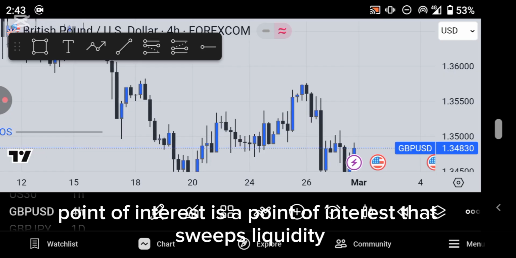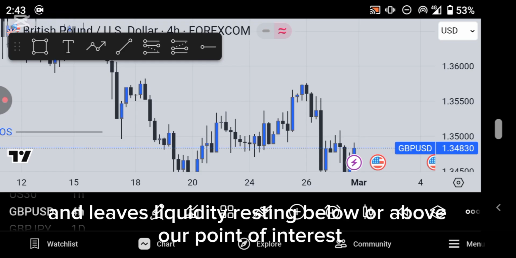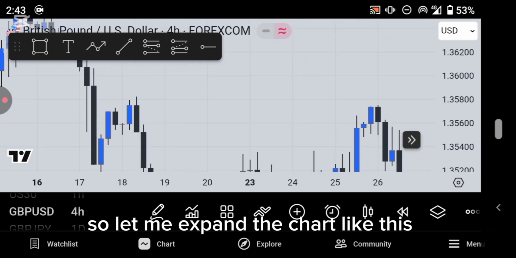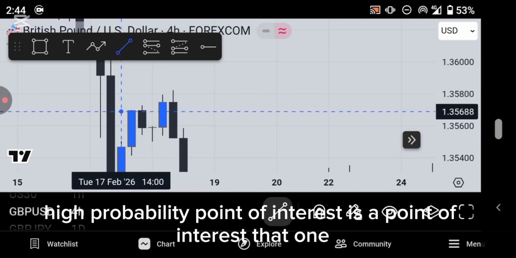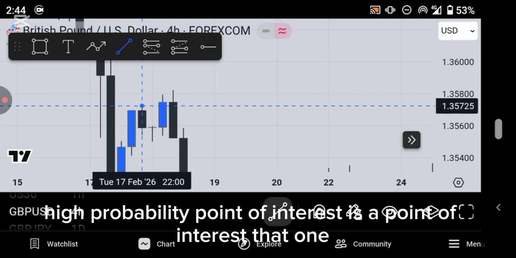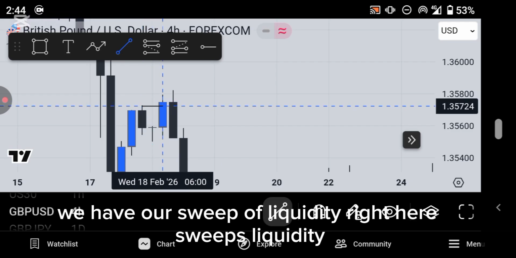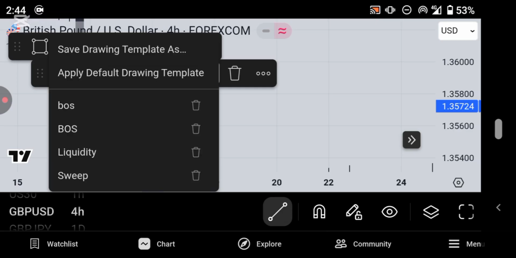And so what is a high probability point of interest? A high probability point of interest is a point of interest that sweeps liquidity, breaks structure, and leaves liquidity resting below or above our point of interest. So can we see it here? Yes. So let me expand the chart like this so we can see. High probability point of interest is a point of interest that, one, sweeps liquidity. We have our sweep of liquidity right here.